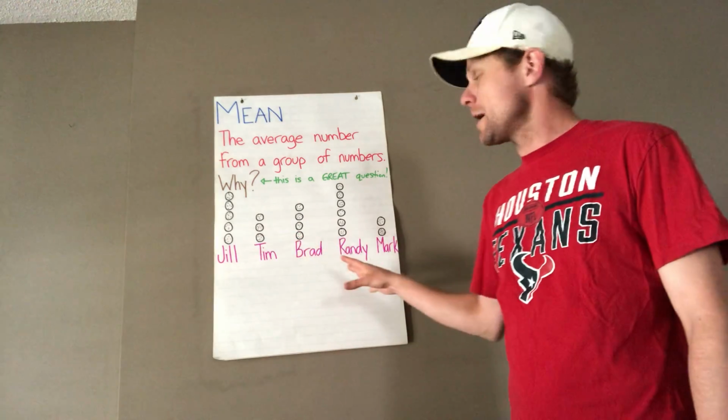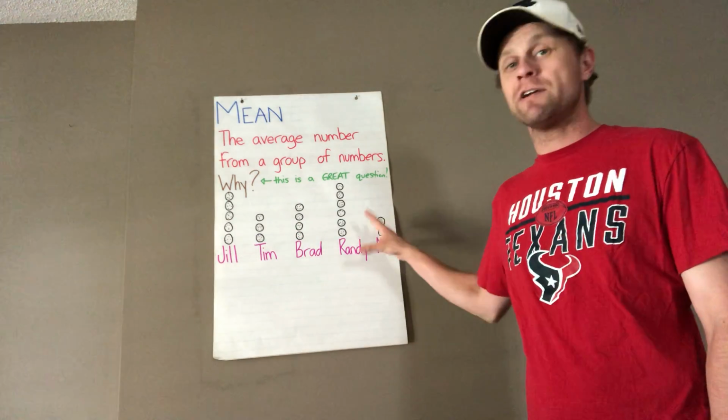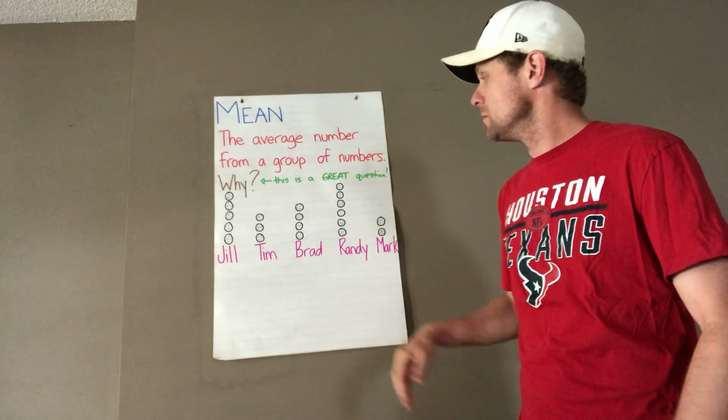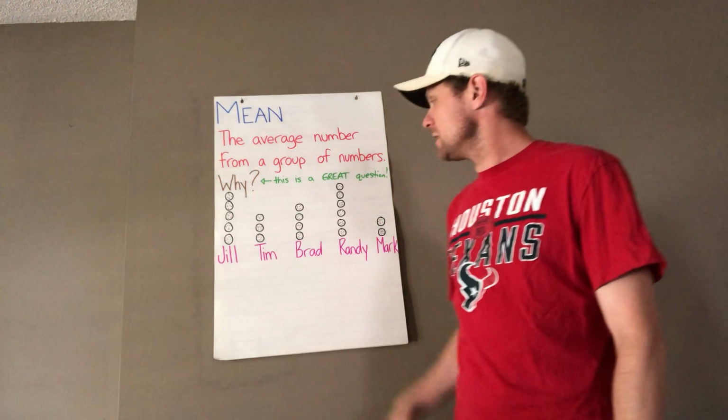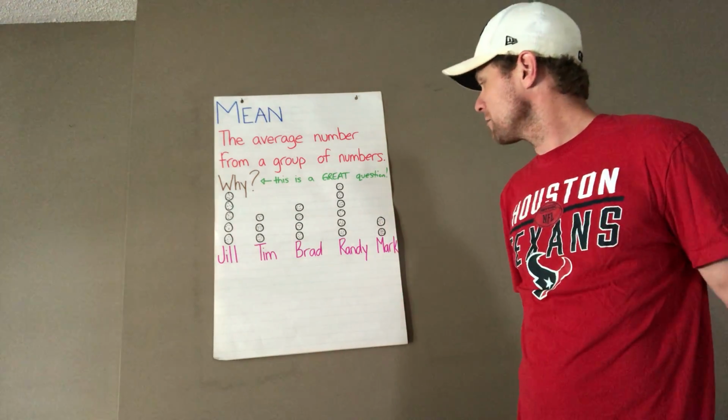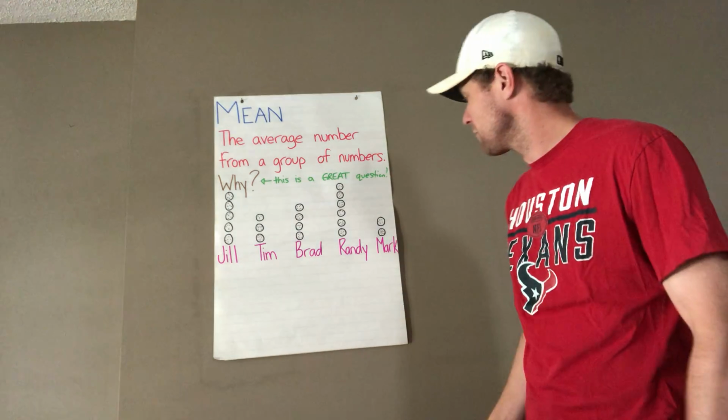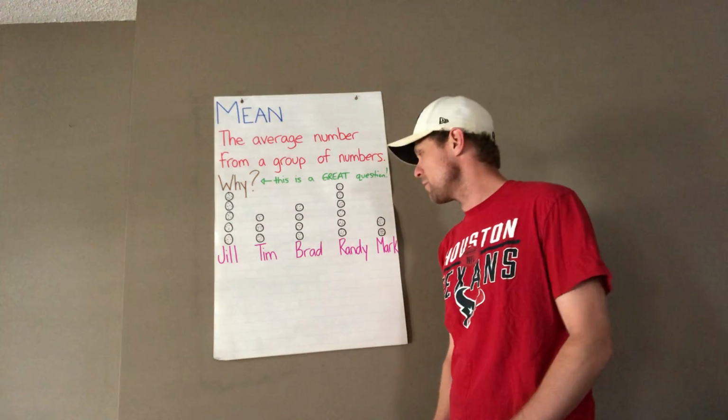Above each person's name are cookies. Now they're not real cookies, so you cannot eat them. We have 5 for Jill, 3 for Tim, 4 for Brad, 6 for Randy, and only 2 for Mark.